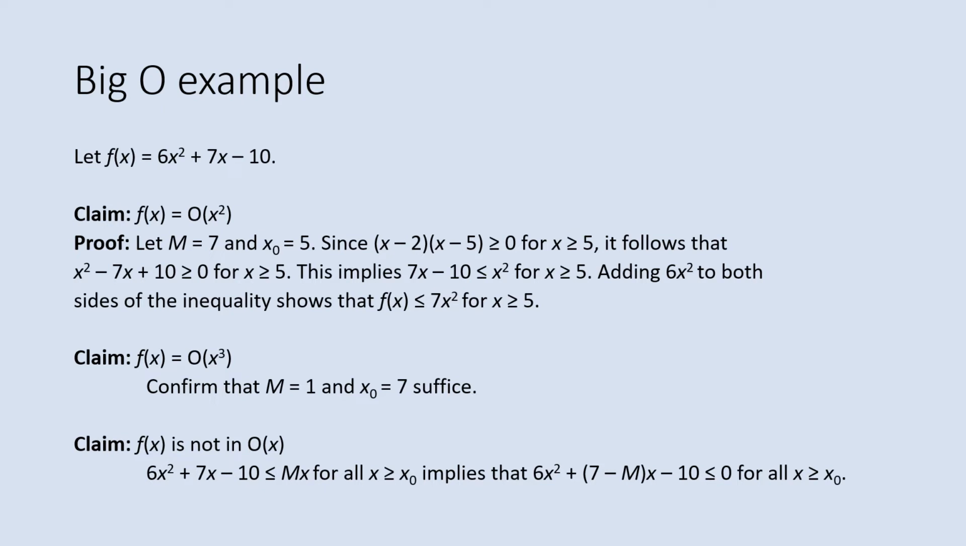So this would say that at a certain point, this 6x squared plus this number times x minus 10 is always negative. But we know that 6x squared is a parabola that opens upward. And so even if it has negative values, eventually it becomes positive and stays positive. And so there is no m that we can find that will work to make this thing always be negative. And so in this case, f of x is not big O of x, but it is big O of x squared, big O of x cubed, and so on.